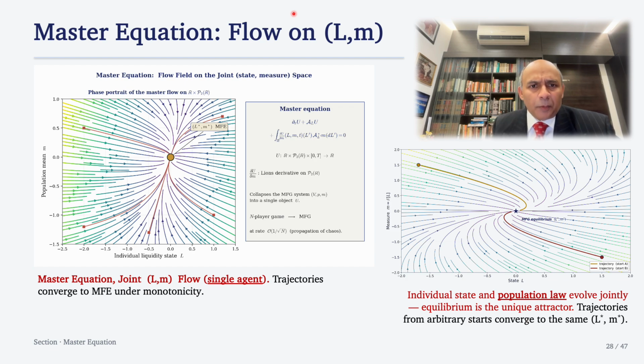So we talked about the propagation of chaos. The n-player game converges to the mean field game at rate order n to the minus half in the empirical measure topology. The trajectories you can see are converging to the MFG equilibrium over here.